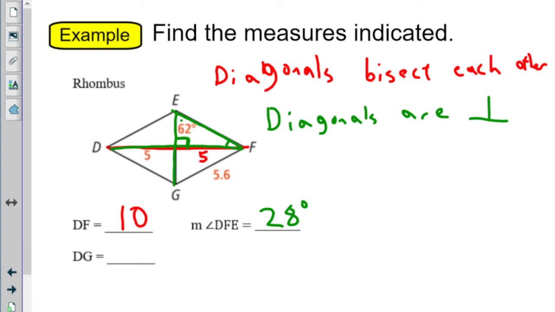Finally, we have D to G. And this is the easy one because D to G is a side. And in a rhombus, all the sides are congruent. All the sides are the same. That's what makes it a rhombus. That's what a rhombus is. So that means all the side lengths have to be the same. In this case, they're all 5.6.